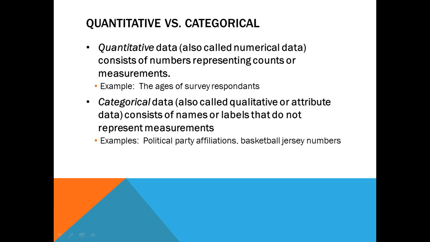And my example there, not only with political party affiliations, but there's basketball jersey numbers. The numbers there don't represent measurements. You don't give the best player on the team number one unless he wants number one. Basketball jersey numbers are done completely at the liking of the player.